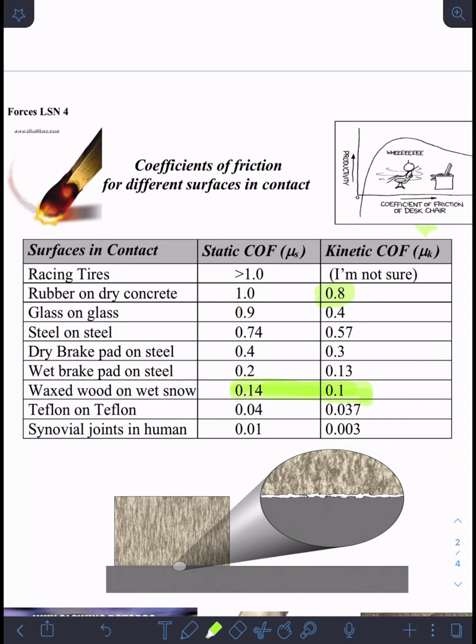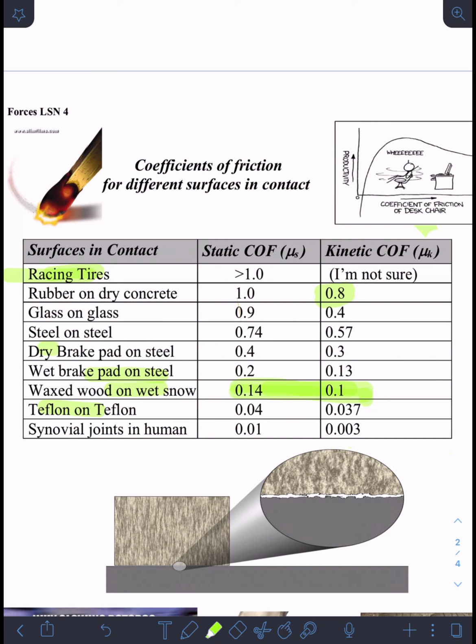Teflon, which is a material that was accidentally discovered and then marketed to the cooking utensil end of product development, is also used in medical applications. Pay attention to this. In every single case here, except this one, which is my mistake, the coefficient is always determined based on the two surfaces in contact. So Teflon on Teflon, waxed wood on snow, dry brake pad on steel. So you can't have a coefficient of just wood. It's got to be what the wood is sliding against. So this should be up in the top, should be racing tires on concrete, but it isn't. So I made a boo-boo here.